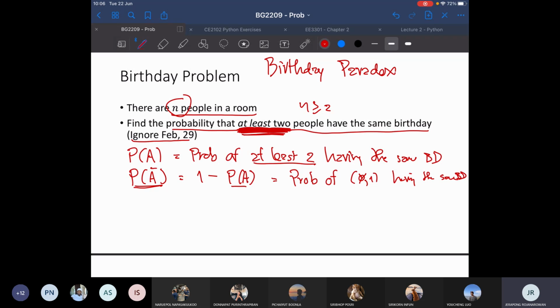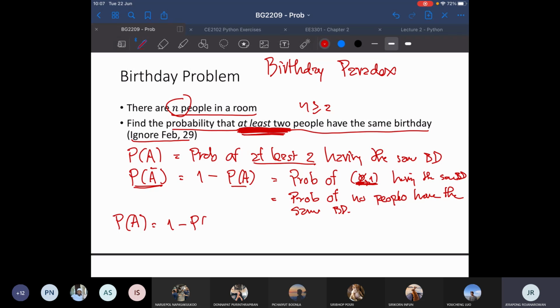That sounds a little weird, but it's not so weird. Zero people having the same birthday means no people having the same birthday. One person having the same birthday: one cannot be the same as the other, one is unique. So in the two cases, 0 and 1, no people have the same birthday. That's the idea. So it's going to be the probability of no people having the same birthday, which means everyone has different birthdays.